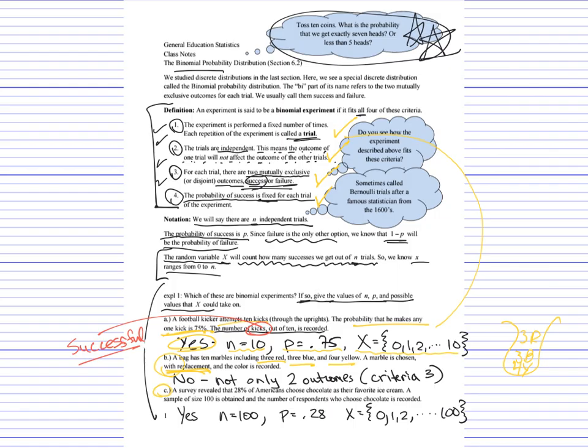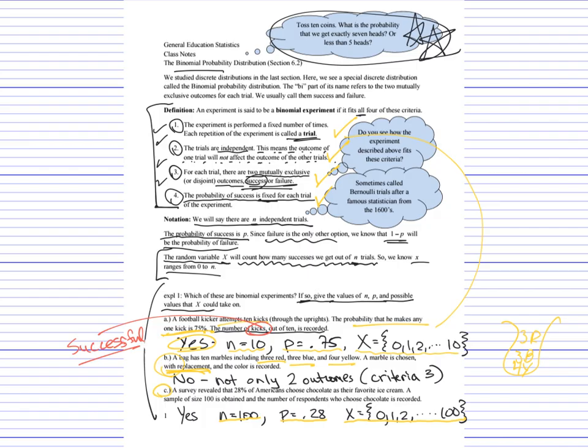Let's look at C. A survey revealed that 28% of Americans choose chocolate as their favorite ice cream. A sample of size 100 is obtained, and the number of respondents who chose chocolate is recorded. Think about this. I've got 100 trials, right? Each person I ask is a trial of my experiment. The probability of success, being that person says chocolate is their favorite, is 0.28. And the number of people who say chocolate is their favorite would range from 0 to 100.